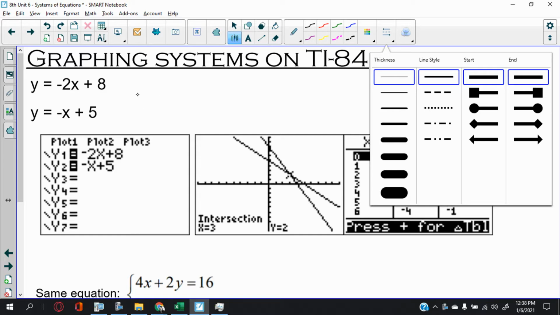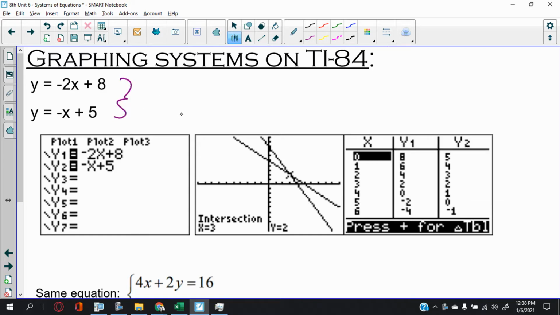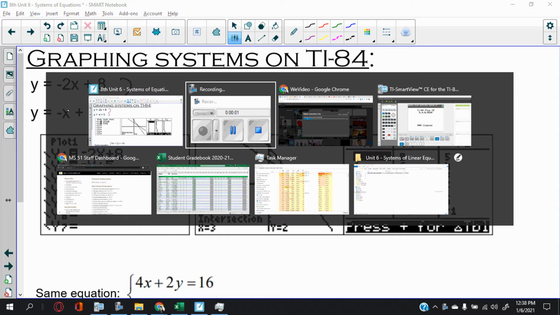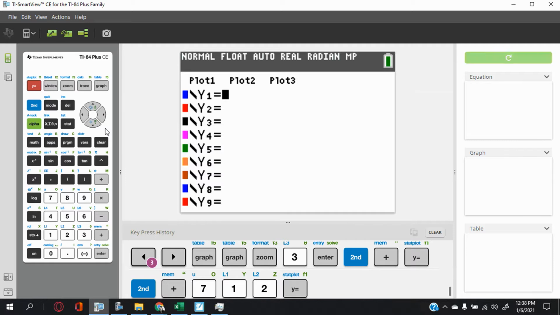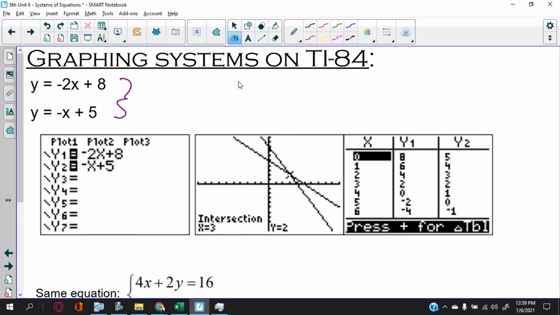So what we're going to do is this. Today we're going to talk about graphing systems, but on a graphing calculator. So without any further ado, we are going to go straight to the calculator. Again, you can see I cleared the RAM. It's always good practice to do, especially the day of the Regents exam, by the way. You have to clear the RAM.